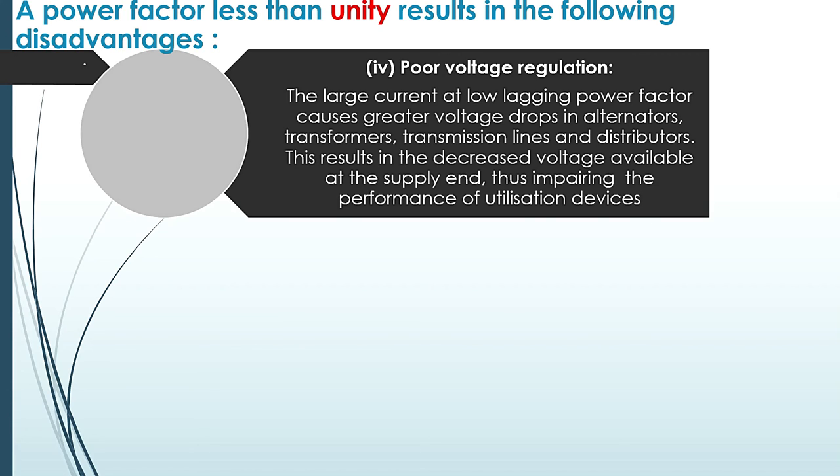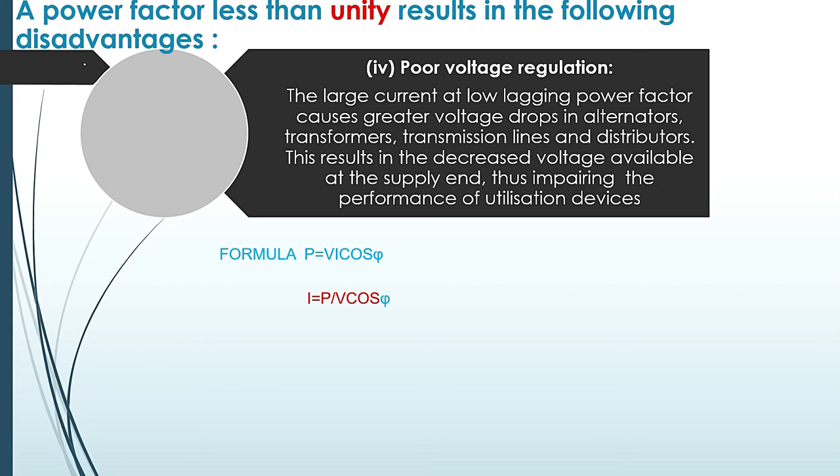This results in the decreased voltage available at the supply end, thus impairing the performance of utilization devices. So what is happening here? P is equal to V I cos theta. The formula is the same, so I is equal to P by V cos theta, inversely proportional, right? If the power factor is getting low, what will happen? Your current will be increased.